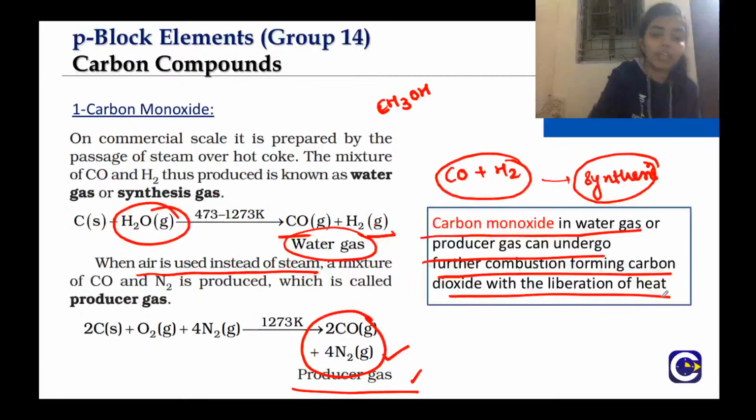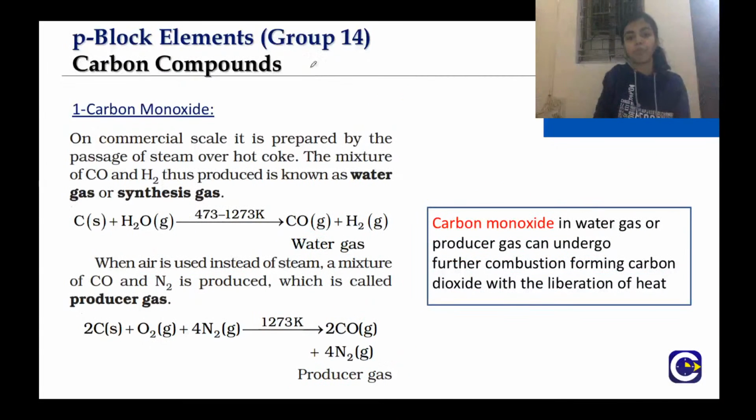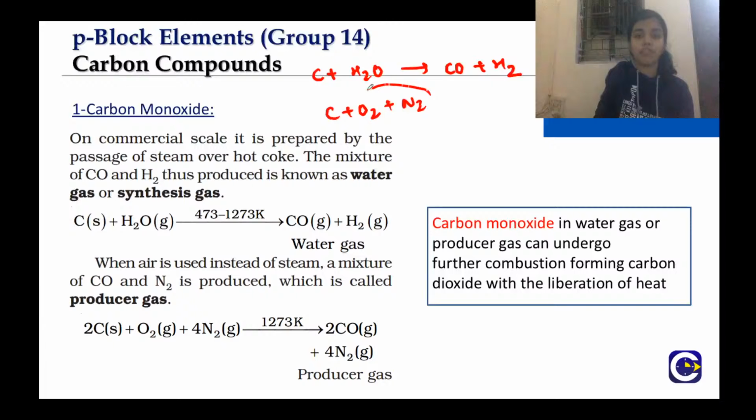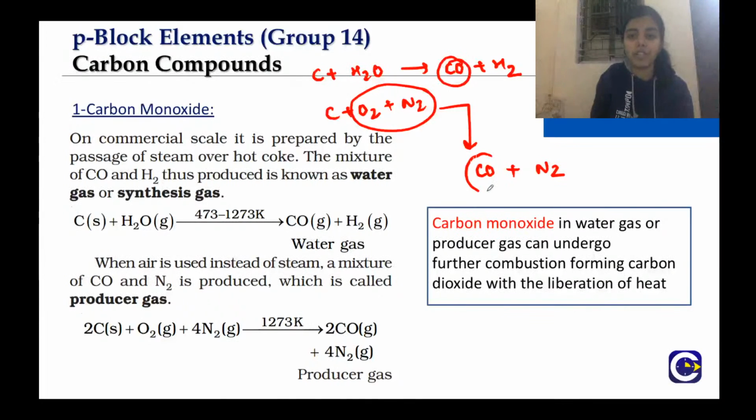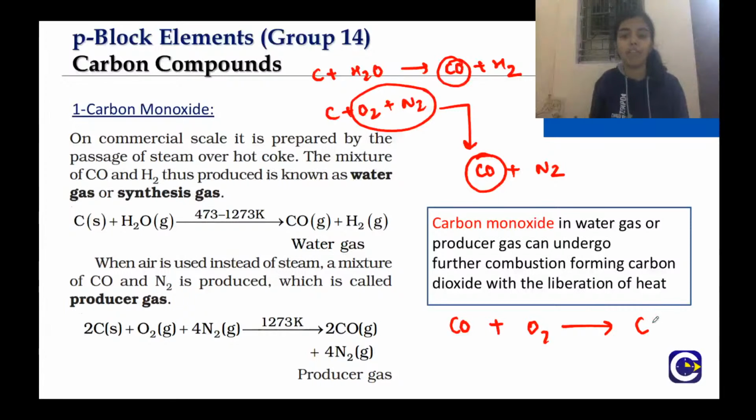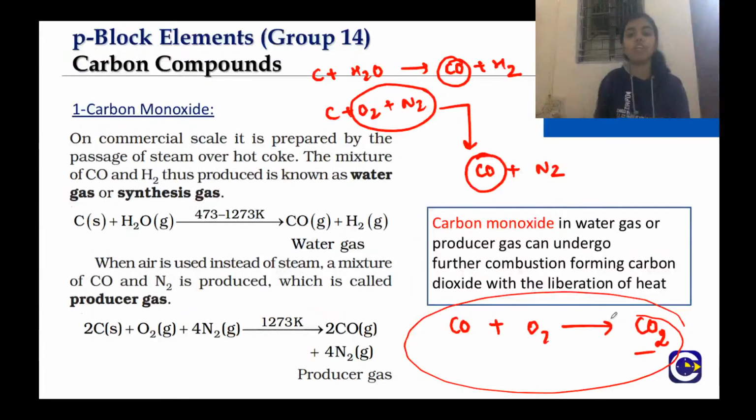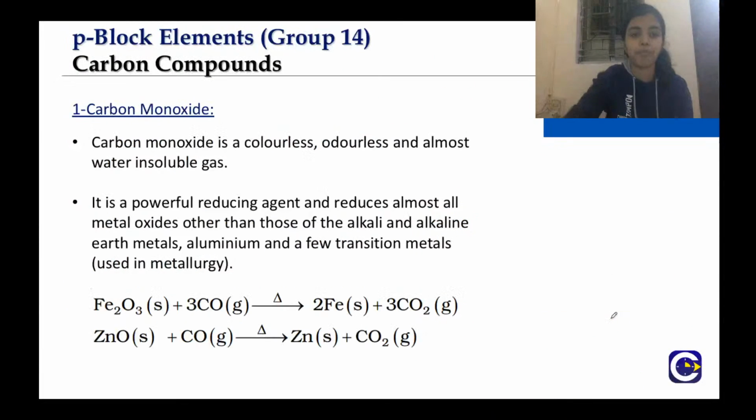Carbon monoxide in water gas or producer gas can undergo further combustion, forming carbon dioxide with the liberation of heat. So this you need to remember. Carbon plus steam gives water gas, that is CO plus H2. Carbon in the presence of air gives CO plus N2. Now this carbon monoxide, in water gas as well as producer gas, can undergo complete combustion and form CO2. And this reaction is exothermic in nature because a lot of heat is evolved.